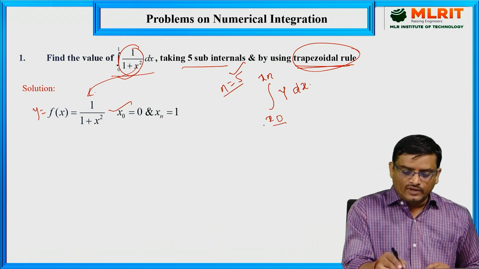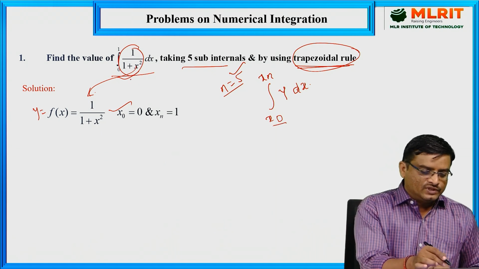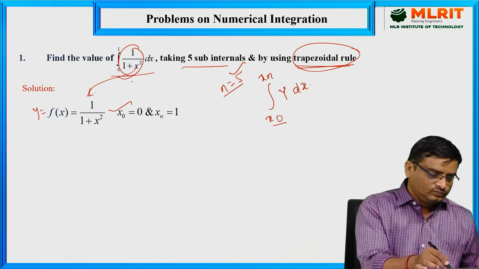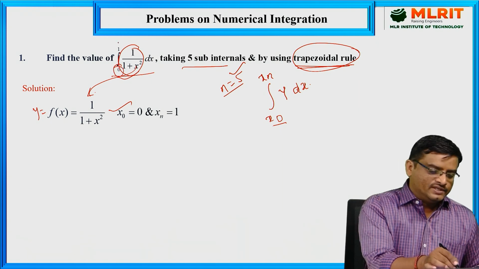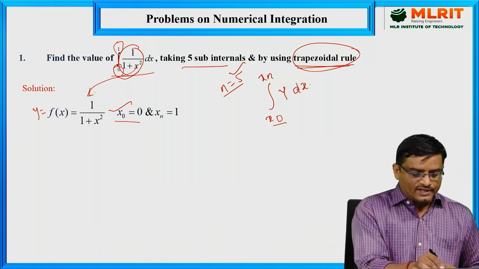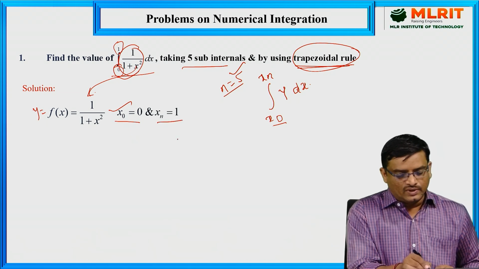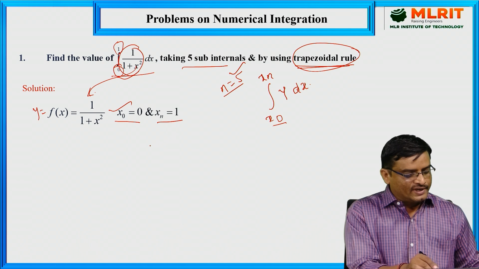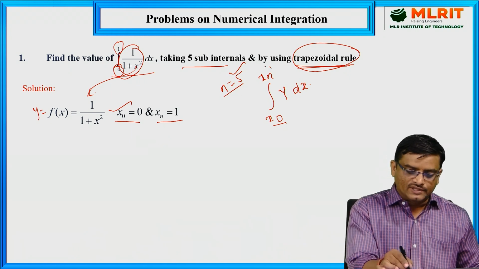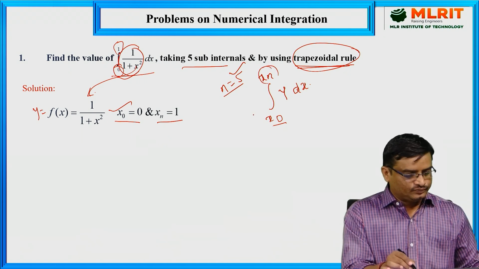You take the lower limit of this integration. So this is our lower limit 0, and this is our upper limit 1. So x naught is equal to 0 and xn is equal to 1. The lower limit is represented with x naught and the upper limit is represented with xn.